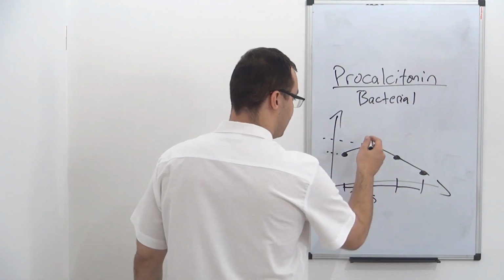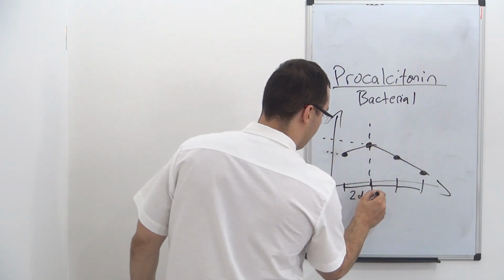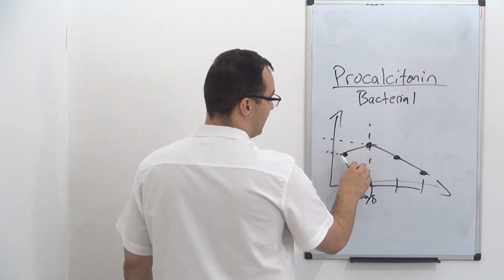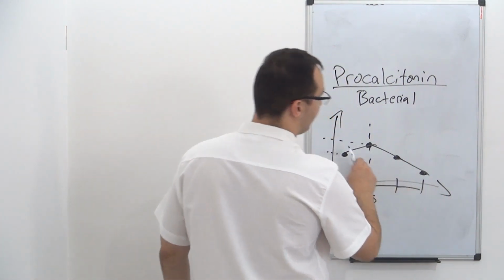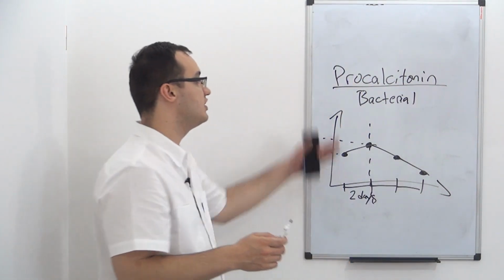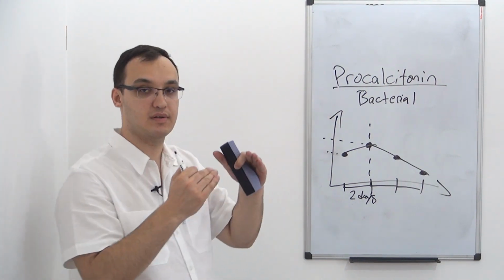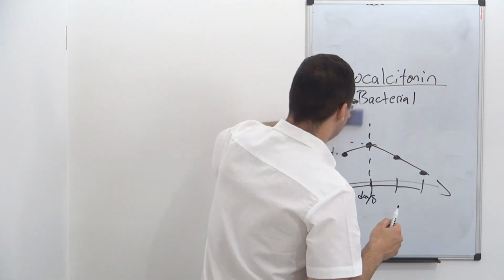And let's say we started to treat the patient here. Then we see that at the point where we started to treat the patient, this infection started to decrease, and therefore it's important to get this procalcitonin in the beginning so we can compare it. Okay? What else do we need?